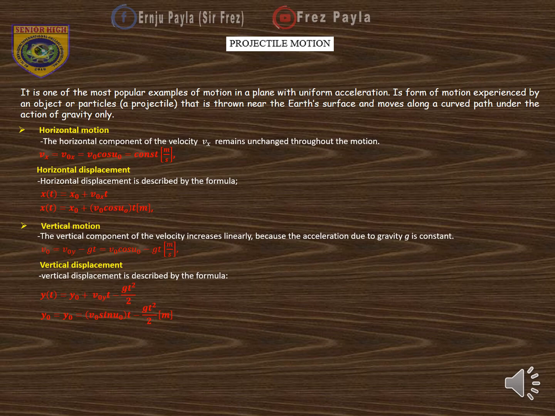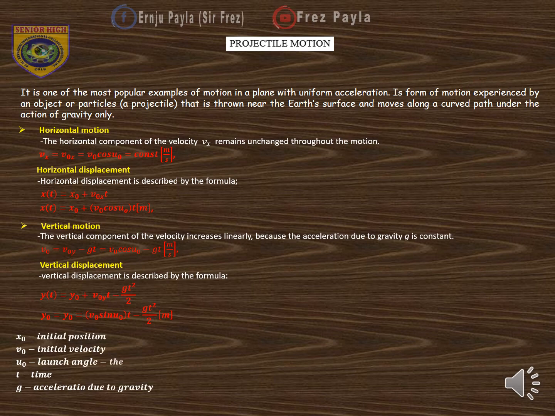So nakikita nyo diyan sa horizontal motion, hinanap natin is velocity. Remember yung mga units, meter per second. For the horizontal displacement, meter yung unit. For the vertical motion, naghanap tayo ng velocity, meter per second. For the vertical displacement, yung hinanap natin is displacement, that is meter.